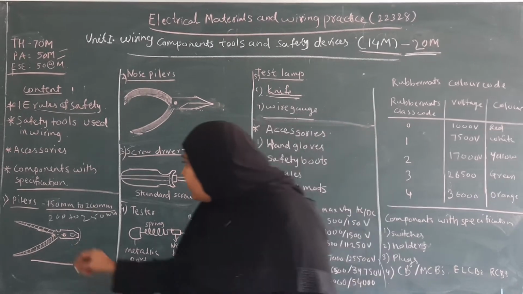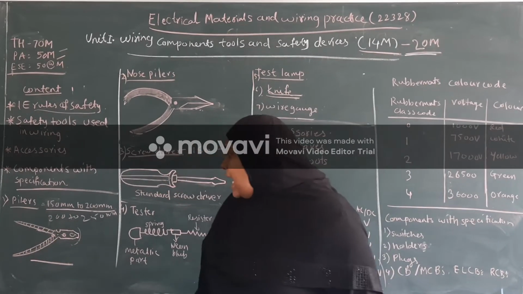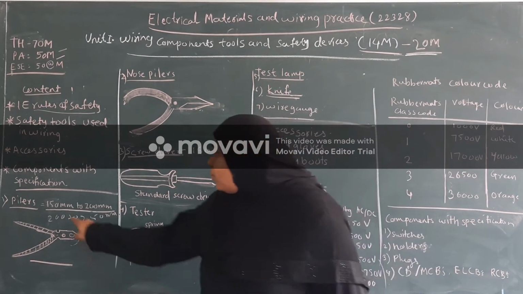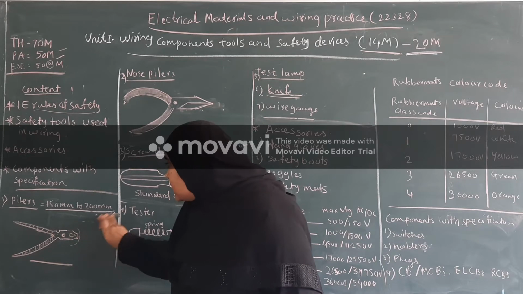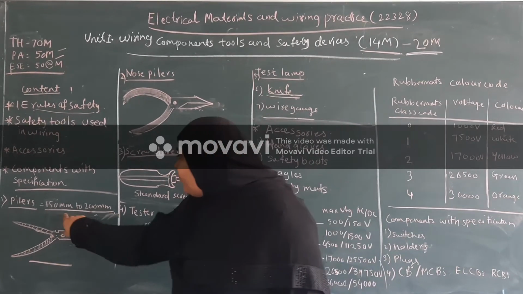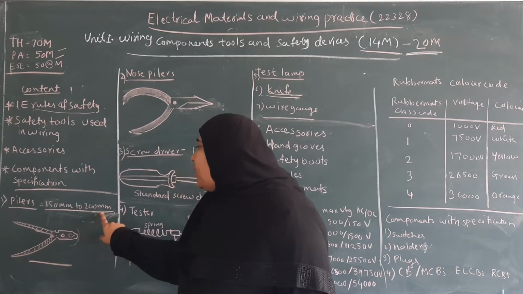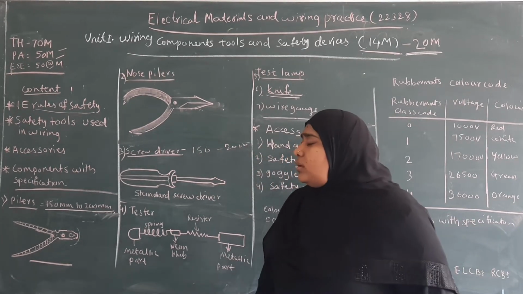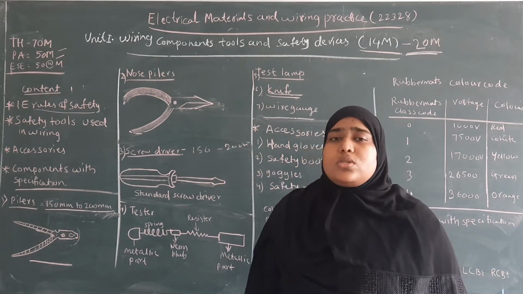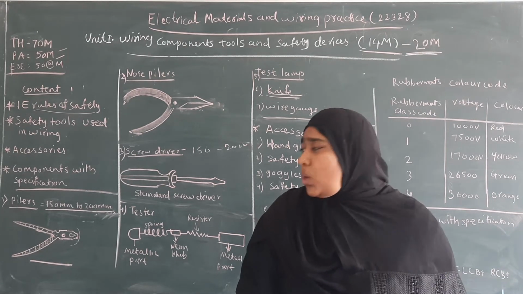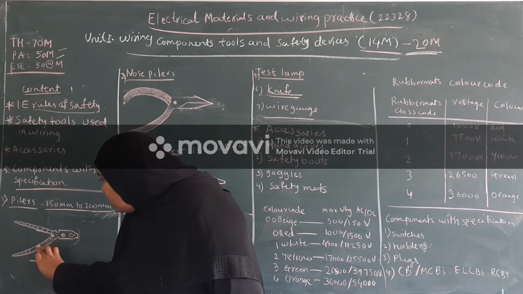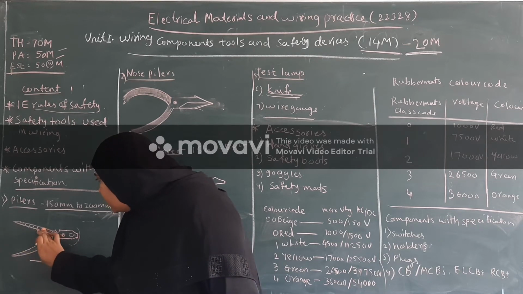First one I will explain is the pliers. The pliers are used for tightening and loosening the screws. The standard size of the pliers is 150 mm to 200 mm. The material used is steel, and the pliers are available with insulation and without insulation. This is the pliers with insulation, and the one without insulation is like this.